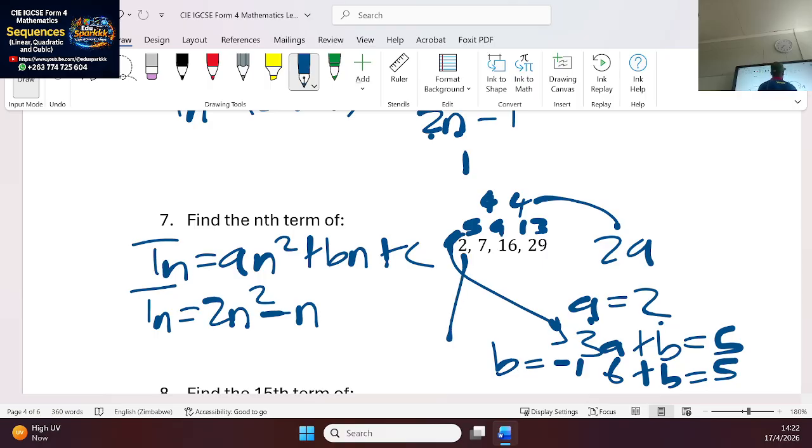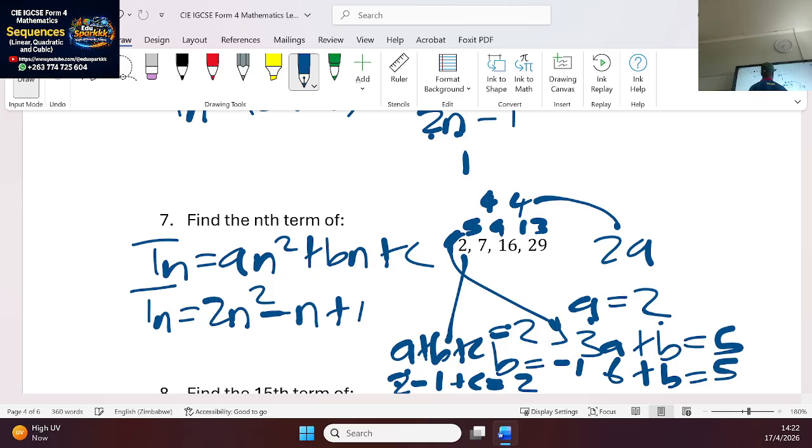What about the first value? I have 2 there. A plus b plus c is 2. A has been found, it is 2, b is -1, plus c equal to 2. Then 2 minus 1 gives us 1 plus c. So it looks like c is 1.